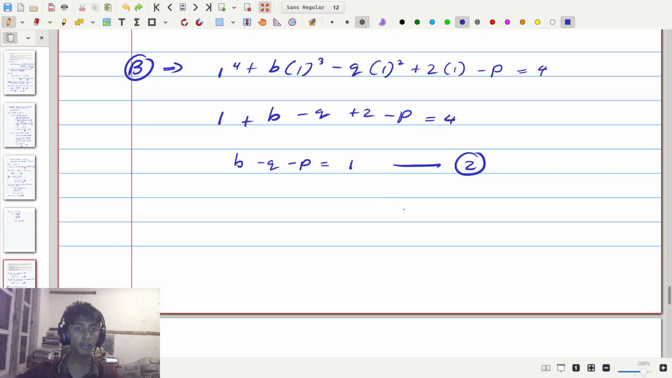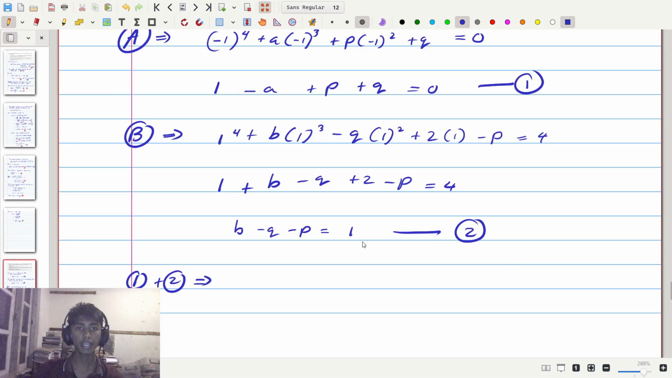So doing 1 plus 2, we can see that this and this cancel, and this and this cancel, leaving us on the left hand side with a 1, a minus a and a b, and on the right hand side a 0 and a 1.